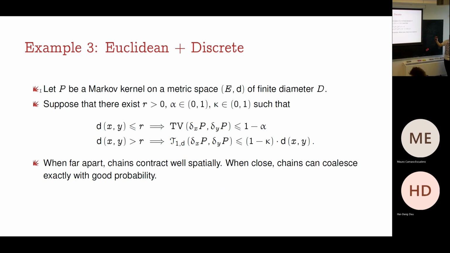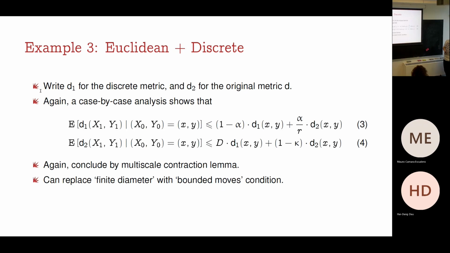Okay, so this is weaker than minorization, right? It's saying once the chains are close together, not once they're in the same part of the space, the center of the space. Sorry. Okay, so when you're far apart, the chains contract well in space, and when they're close in space, they can coalesce exactly with good probability. And so in this case, we can do another case-by-case analysis, saying the discrete metric goes down with a probability 1 minus alpha once they're close, and it's bounded above by 1 once they're far, so sort of the same analysis as before.